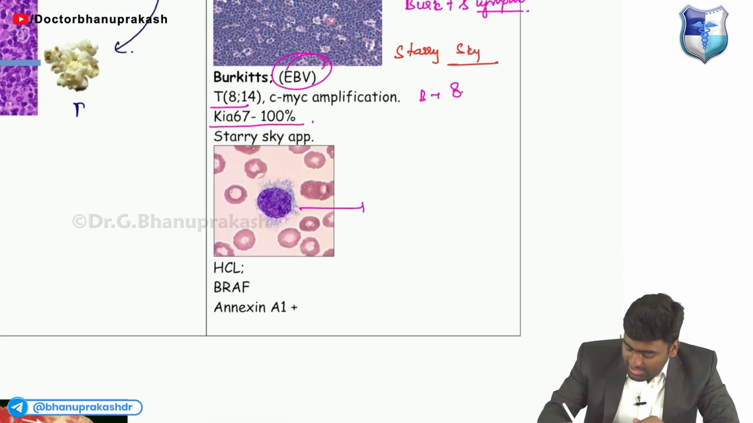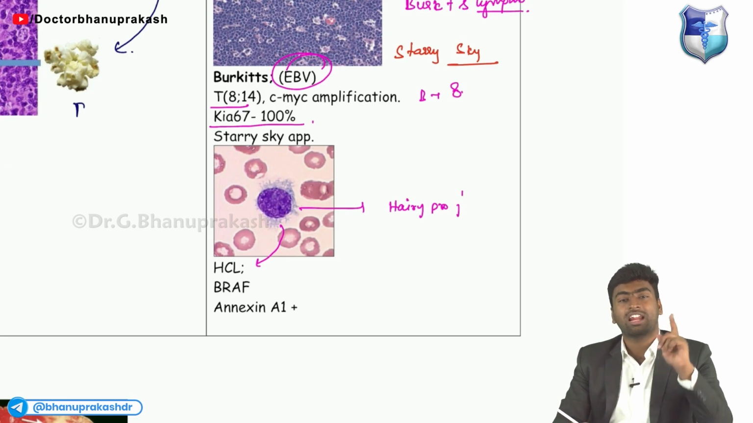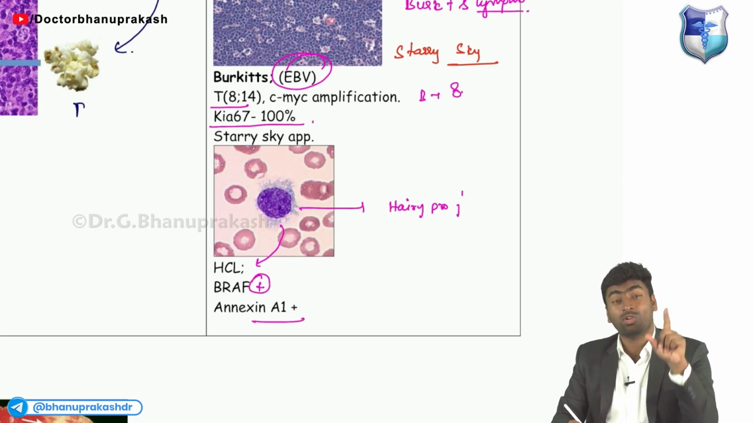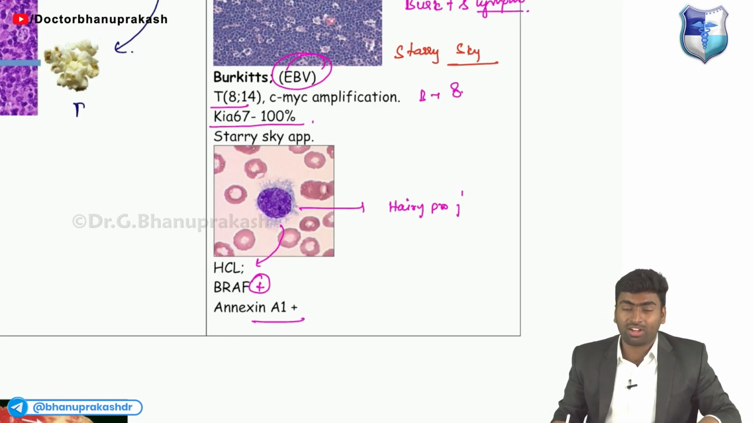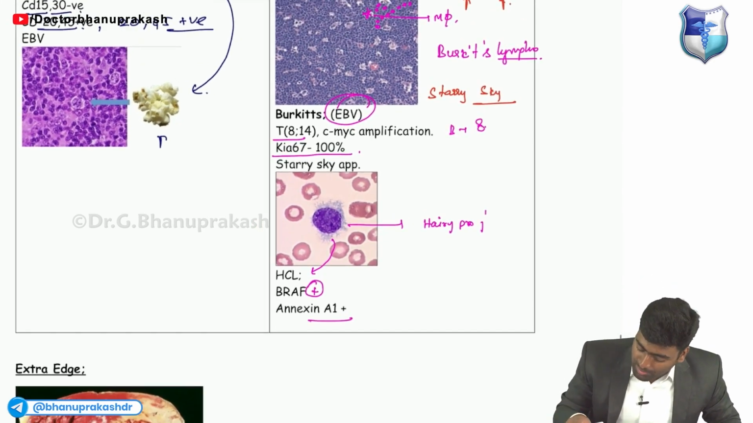Next, if you are able to see hairy projections on the cells, it is hairy cell leukemia, which is positive for BRAF. We know annexin V, which we studied in apoptosis, whereas annexin A1 will be positive for hairy cell leukemia. Thus these are the main contents you have to remember about lymphoma.